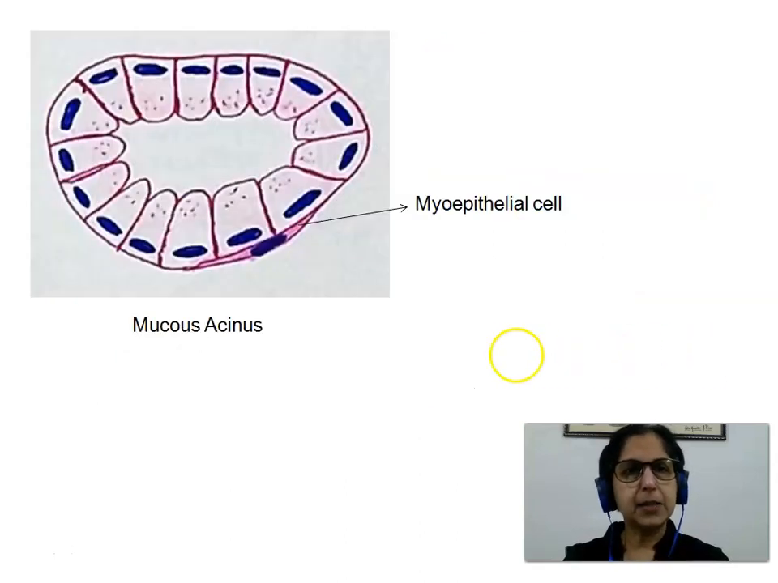This here is a picture of a mucous acinus where we can see that it is lined by pyramid-shaped columnar cells. Flat, basally placed nucleus, clear cytoplasm, and a wide, well-defined lumen. Also seen here is a myoepithelial cell.